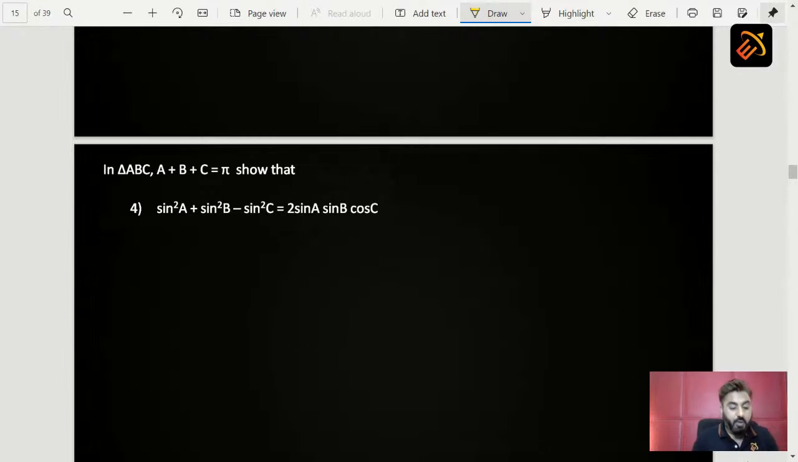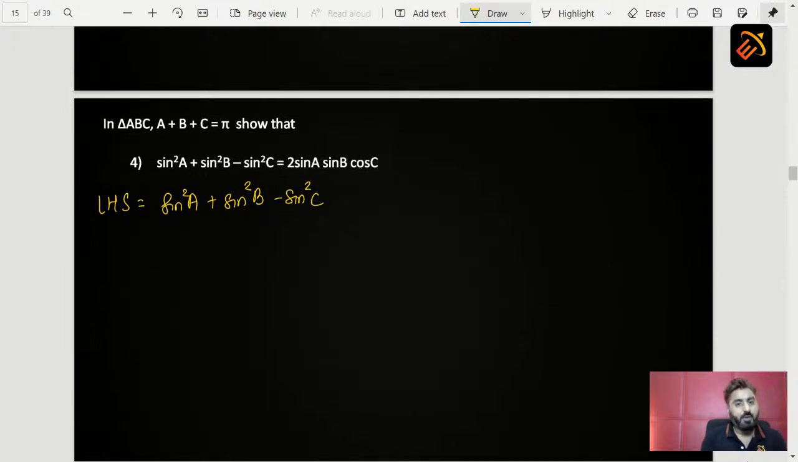Now students, moving on to the next question. The next question is, in triangle ABC, a plus b plus c is equal to pi, and we have to show that sine square a plus sine square b minus sine square c is equal to 2 sine a sine b cos c. So what is your left hand side? The left hand side is sine square a plus sine square b minus sine square c.